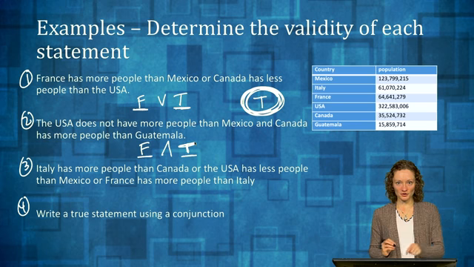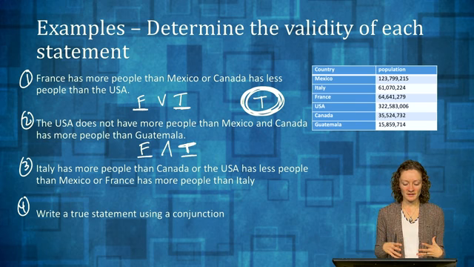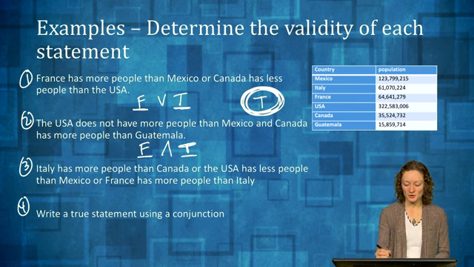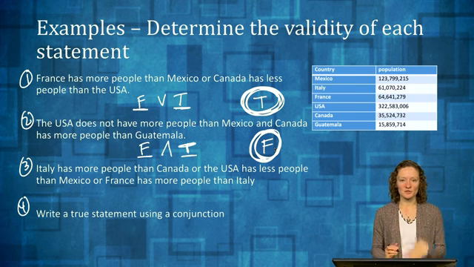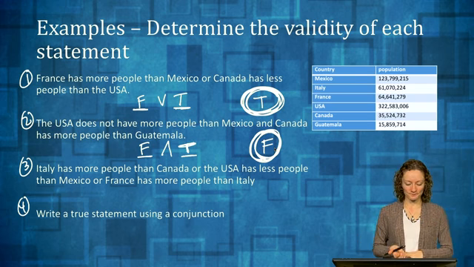So we have false and true. We're pulling things together with and. We only get true if they're both true. So the statement is false. Any and statement is only true if both pieces are true.